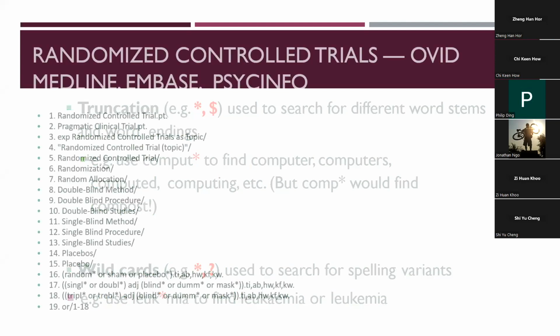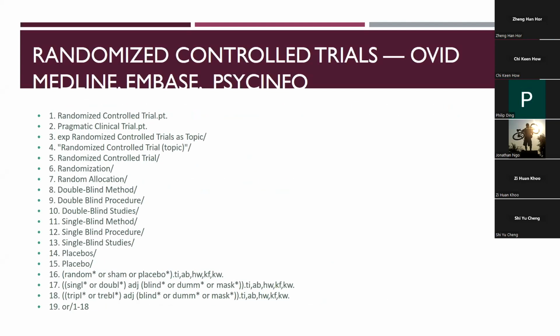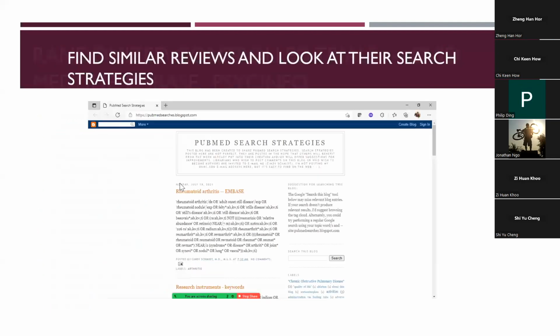Okay, and then remember I was saying just now, if you are focusing on randomized controlled trial studies, you can actually just copy the search strategy which has been developed earlier. You just need to copy and paste it into your search strategy. All right, and then of course find similar studies that have reviews, so you can actually just use the keywords and use that for your own study.